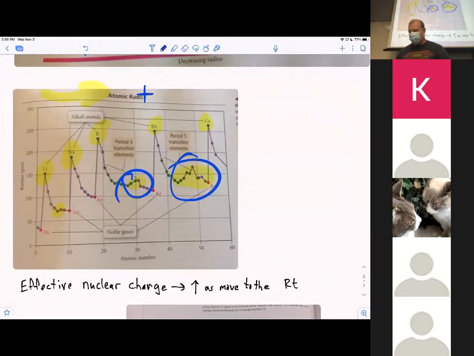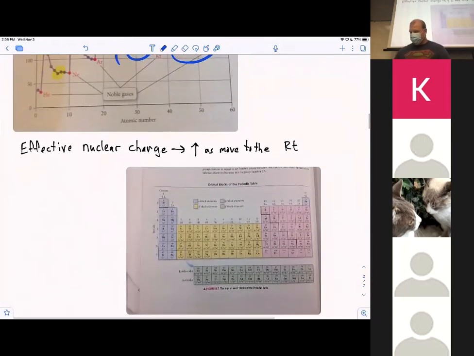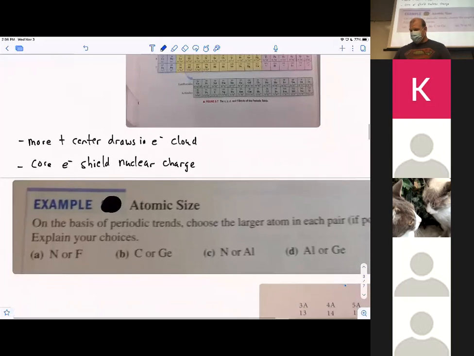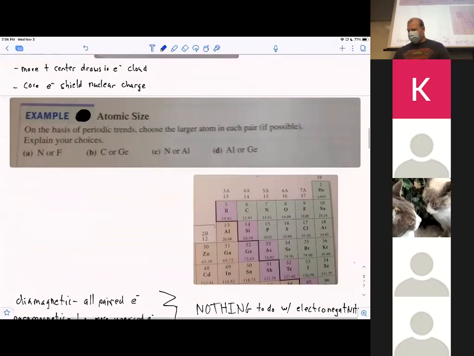And I kind of already mentioned effective nuclear charge. It increases as you move to the right. The reason for that is the shielding and the number of protons. As you move from left to right, the positive center, or the apparent positive charge of the nucleus, increases. At least that's what the outermost electrons, the valence electrons, feel: an increase in positive charge. So let's do the logic on this.